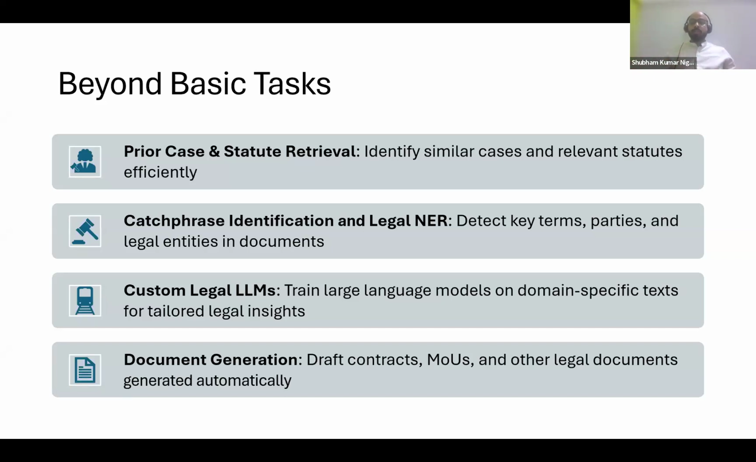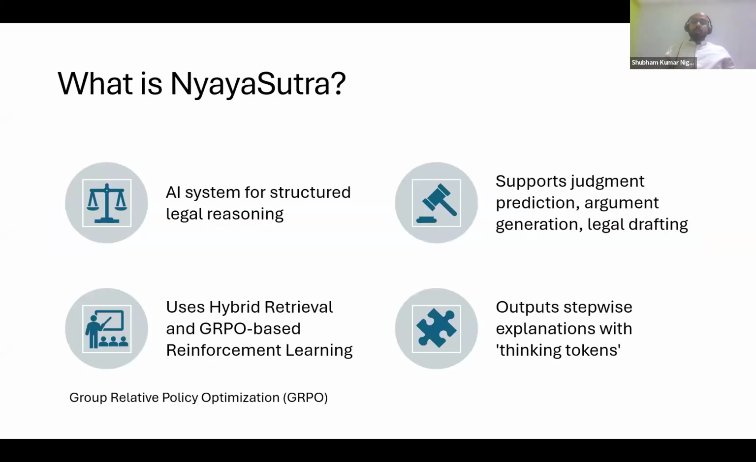Okay, so coming to NyayaSutra. What is NyayaSutra? It's an AI system for structured legal reasoning, which supports judgment prediction, argument generation, legal drafting, and many more things. So how does it work? We use hybrid retrieval methods as well as GRPO-based reinforcement learning, which outputs stepwise explanation with thinking tokens. This improves the trust and also the transparency of the model's outcome.